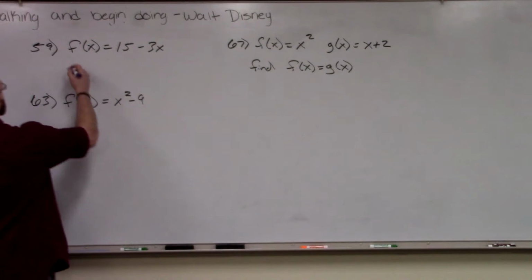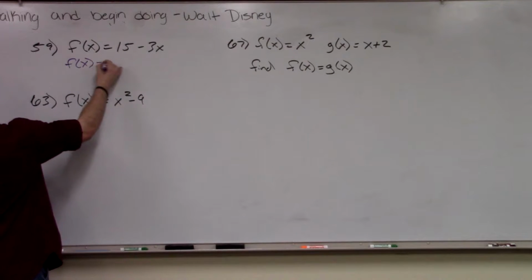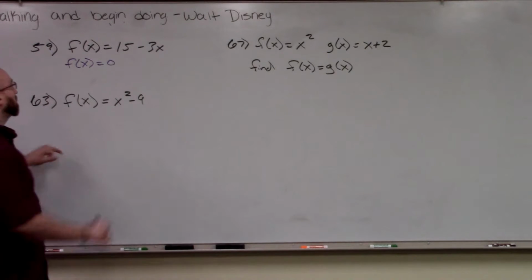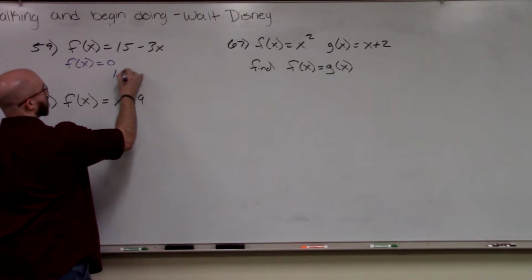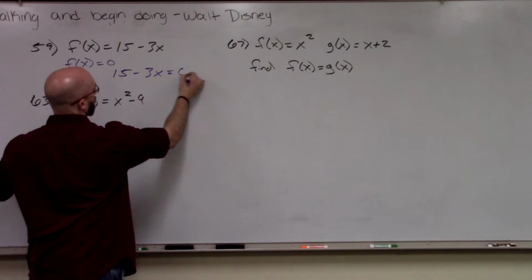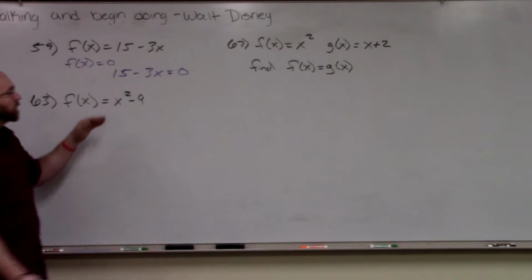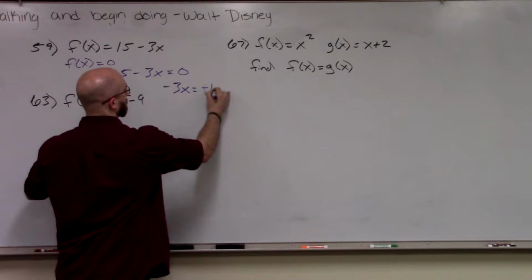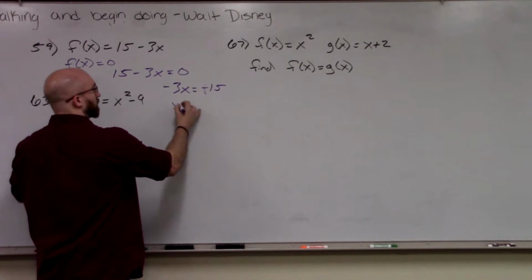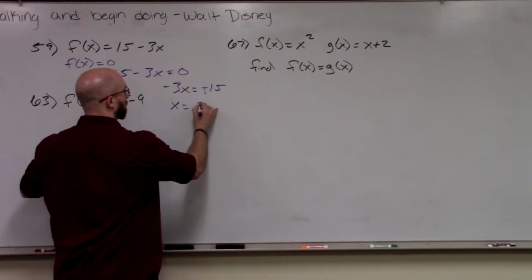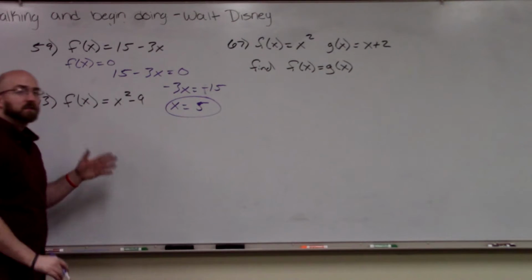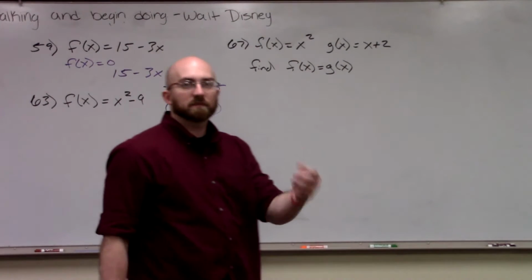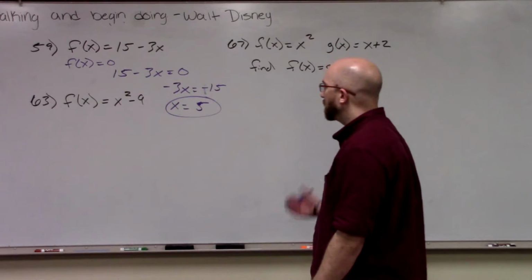We want to know when f of x equals 0. So set 15 minus 3x equal to 0. Okay, move the 15 over, so negative 3x equals negative 15. Divide by negative 3, so x equals 5. That's all you do on that problem. It's similar to finding x-intercepts when you set y equal to 0 and you just solve it, okay?